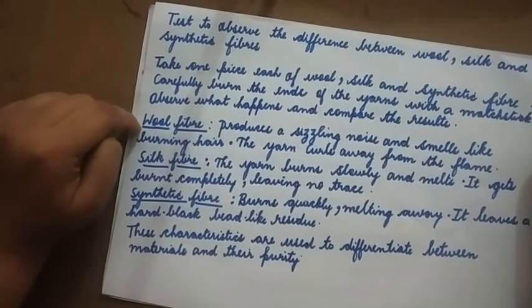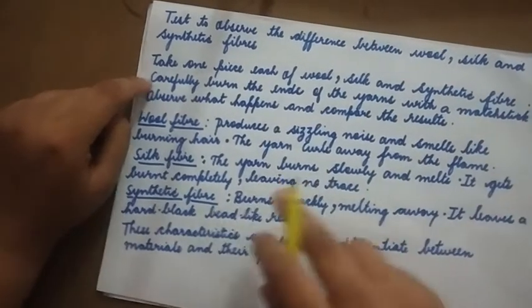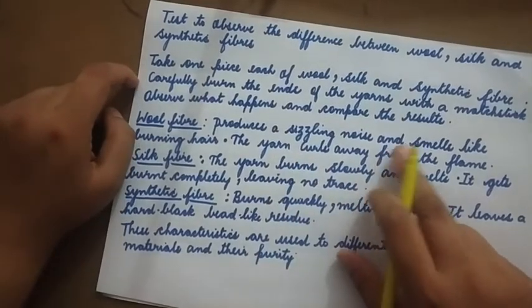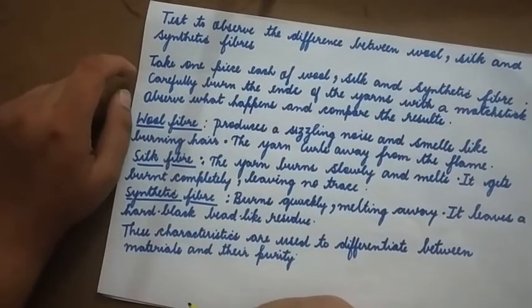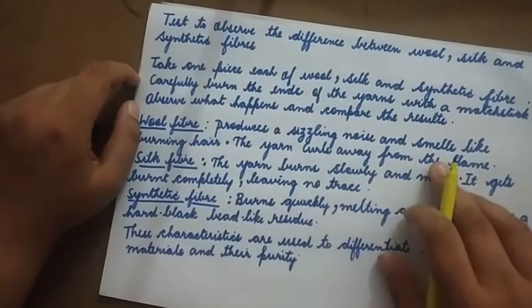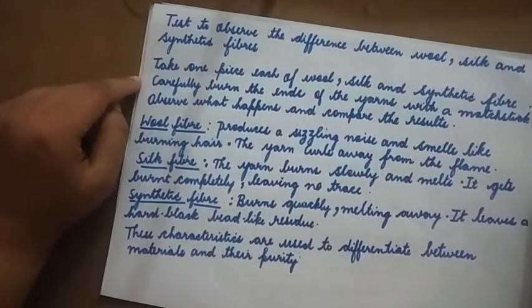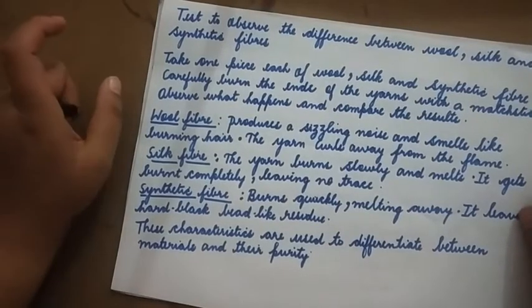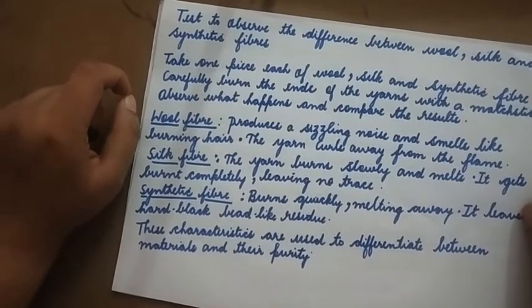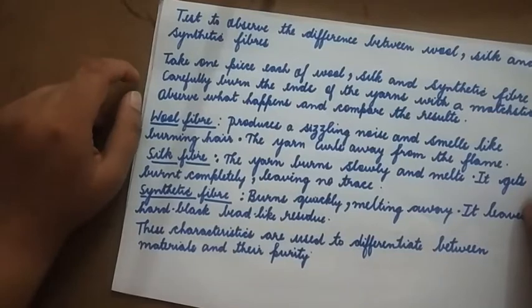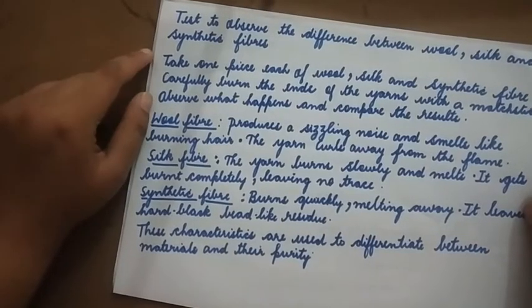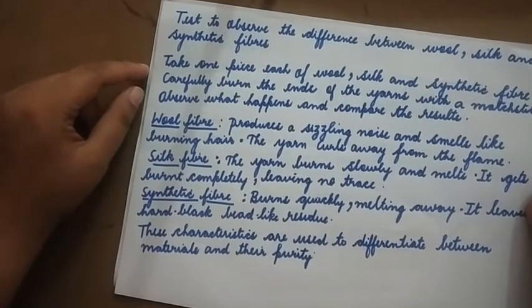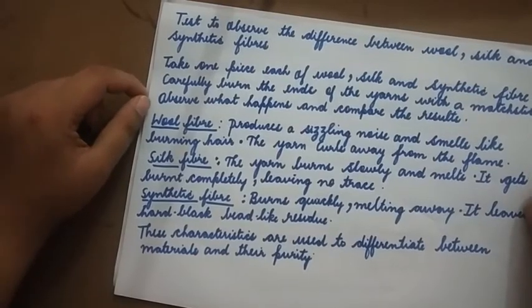So first one is wool fiber. It produces a sizzling noise and smells like burning hair. The yarn curls away from the flame. So what happens when you're burning a wool fiber? A sizzling noise is produced and it smells as if hair is being burned, and the yarn or the fiber just curls away from the flame.